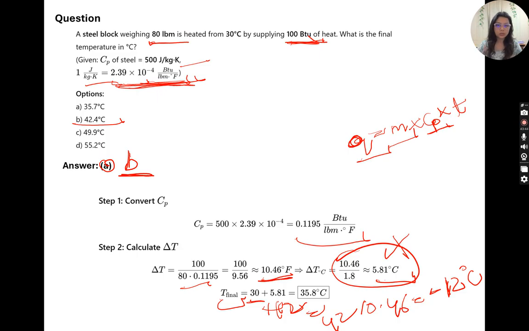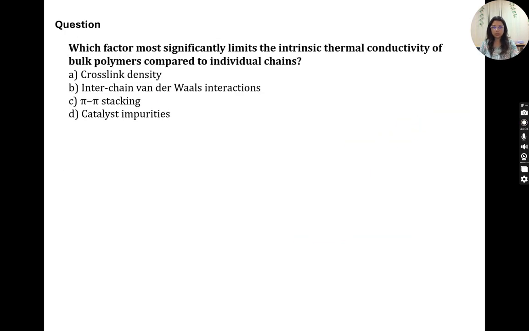I hope the concept and the calculations are clear to all. Some similar types of questions can come into the assignments, so you will be able to solve these questions with the help of these formulas. Okay, then if yes, we will move forward with the next questions. I guess most of the numerical questions on conductivity, diffusivity, and specific heat capacity are done. And now we will move a little bit into theory and into polymer conductivity.